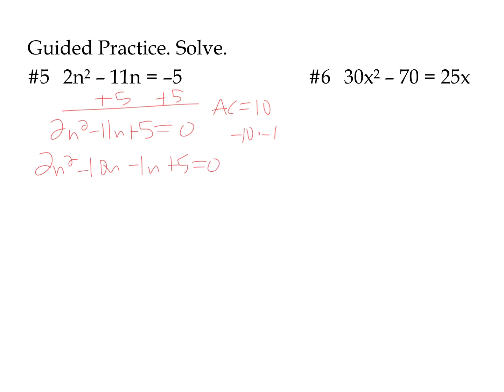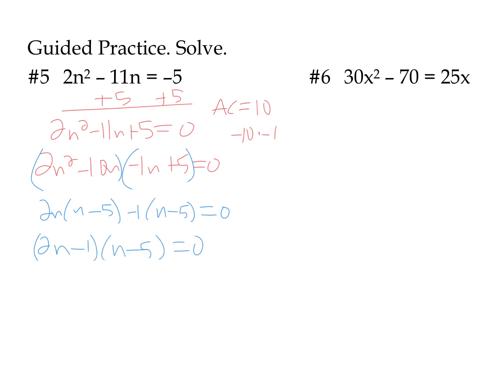And now I can group these. When I group these and find a common factor, in that first grouping it's going to be 2n and n minus 5. In the second grouping I'm going to factor out a negative 1 and n minus 5. And my factors then are 2n minus 1 and n minus 5. And if you recall, when we're factoring, we can then set each factor equal to 0 and solve.